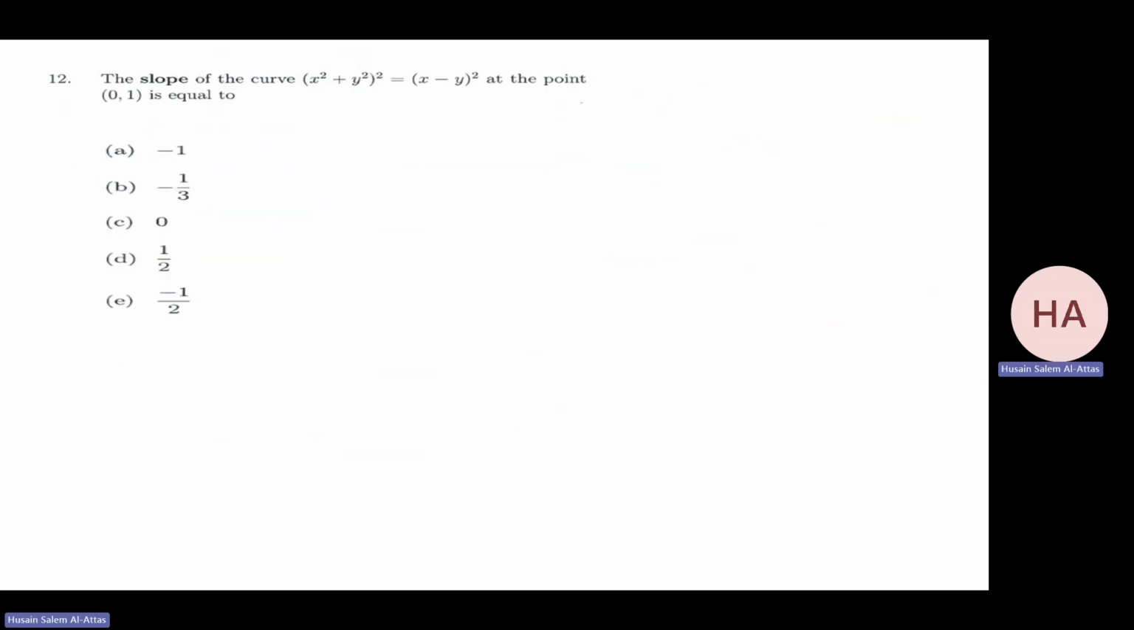Let me do these four and then I will stop. The slope of the curve at this point. I want to find m tangent, y prime at the point (0, 1).